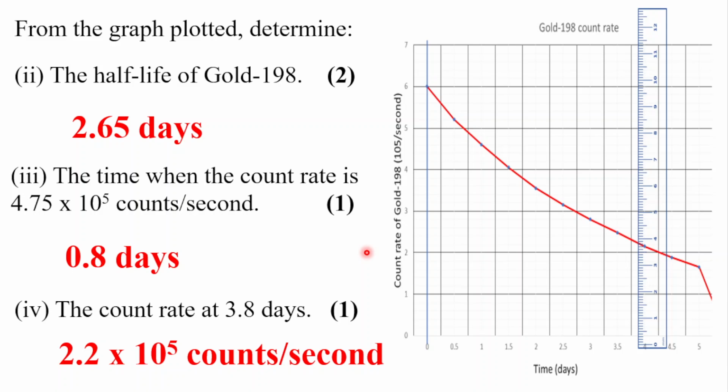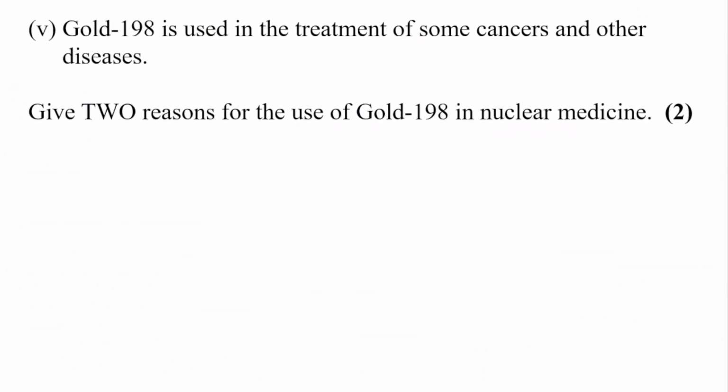So let's go to the next part of the question here. And this is part 5. Gold 198 is used in the treatment of some cancers and other diseases. Give 2 reasons for the use of gold 198 in nuclear medicine. And it's for 2 marks.